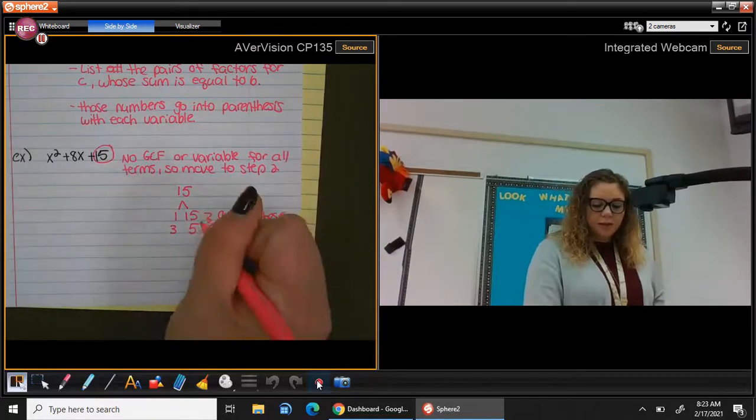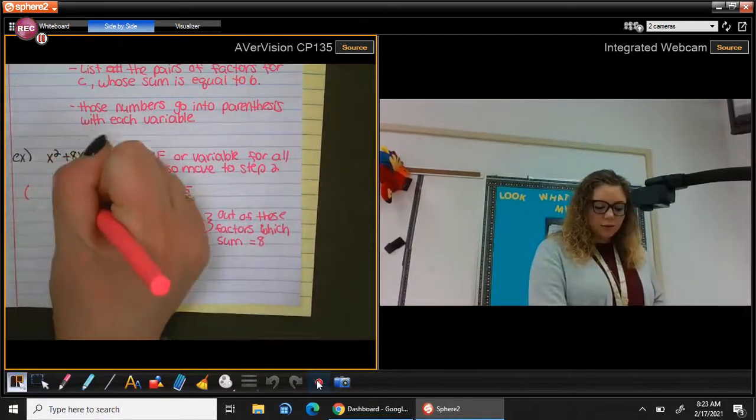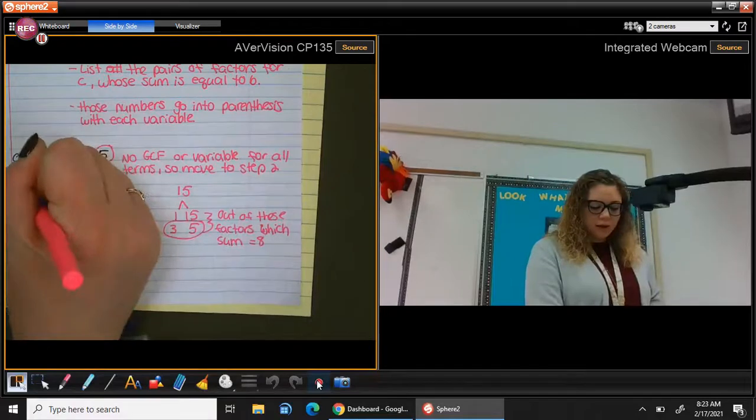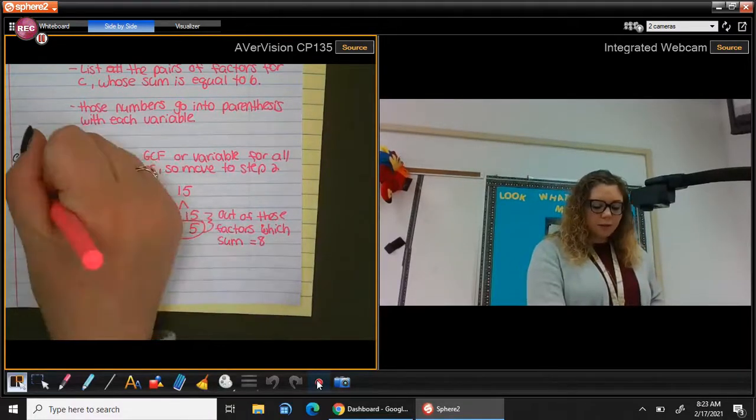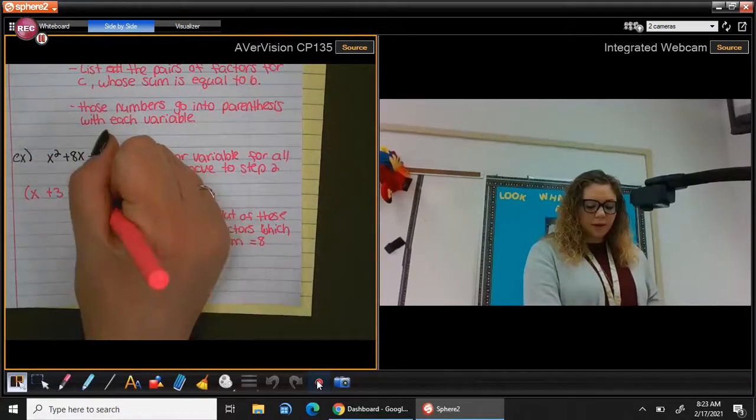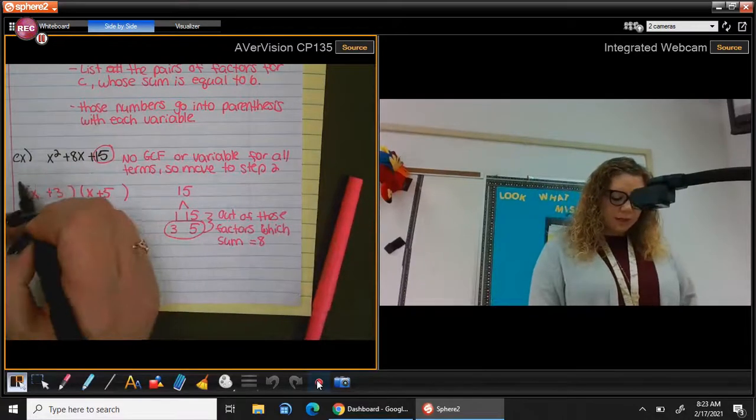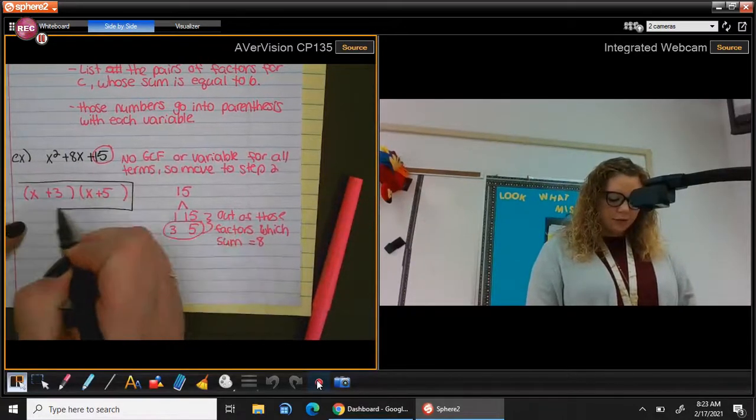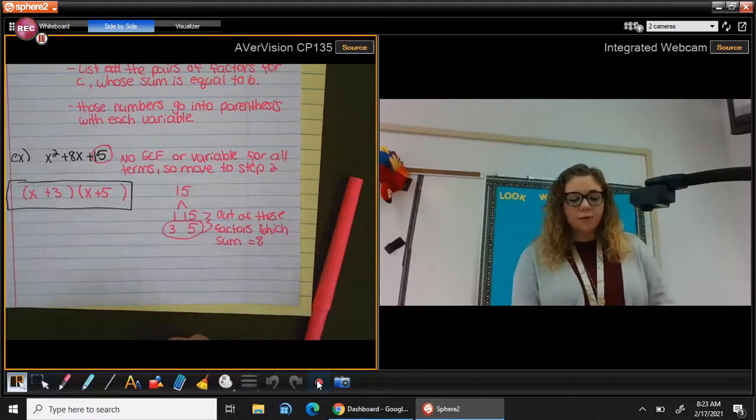So this is the one I'm going to choose. I'm going to do my parentheses, and you're always going to have an x. This is positive 3, so it's going to be plus 3. This is positive 5, so it's going to be plus 5. Then this is in factored form. This is my final answer. But you always want to check.